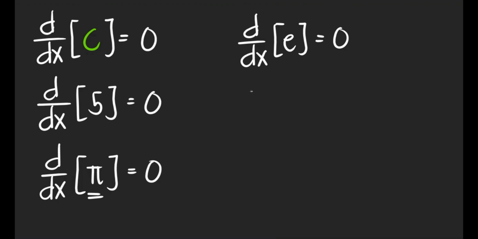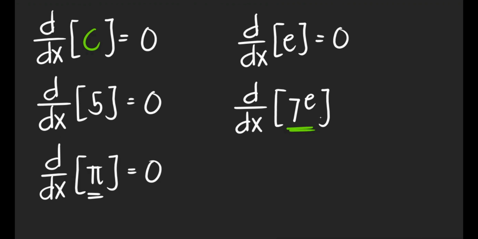Now, what is the derivative of 7 to the power e? Since the function has no x variable, the derivative of 7 to the power e will be 0. Now that is the constant rule. The derivative will always be 0 if the function has no variable.